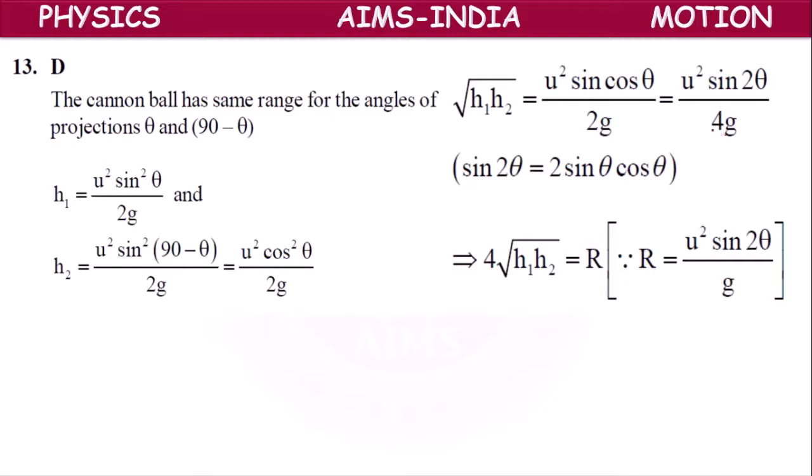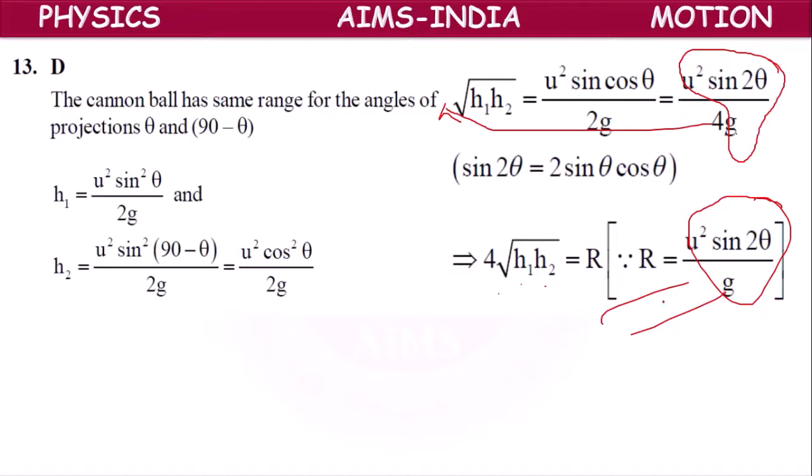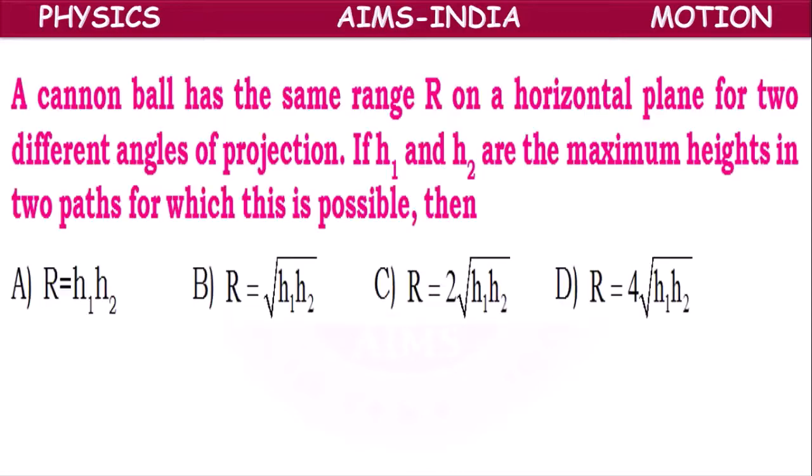This we are getting. If we take this 4 to this side, 4 root of h1 h2 equals u square sin 2 theta by g, which is equal to R. So 4 root of h1 h2 equals R. This is the relation. Option D is the correct answer.